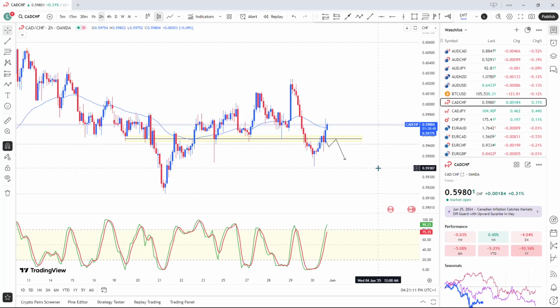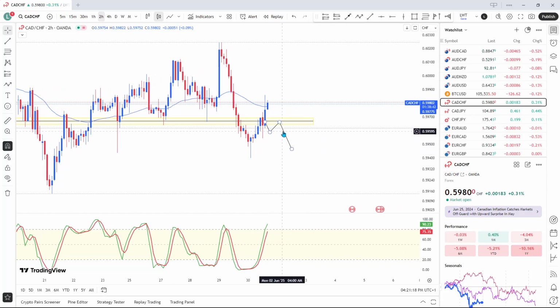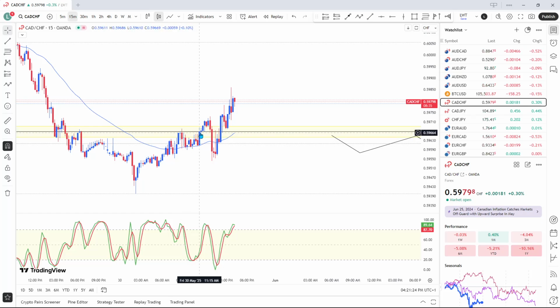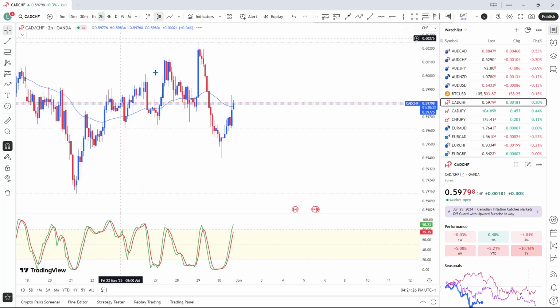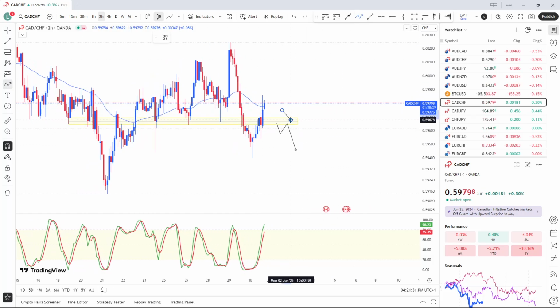CAD CHF, looks like it's been just about here, there, and everywhere. I'm not really interested in that. However, it didn't quite do what we said. I mean, it kind of did on a couple of occasions. Tapped in, pushed down, tapped in, pushed down. What I said, potential if I was going to enter that trade. Now we would be looking for something like that.